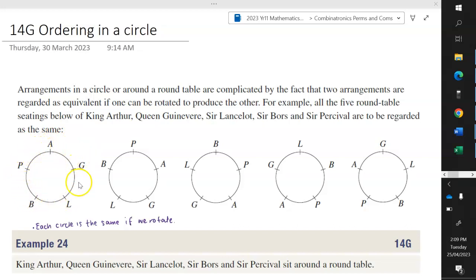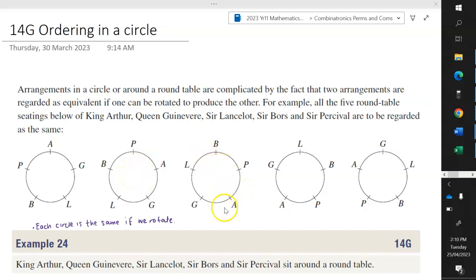I actually have the same circle if Arthur chooses the seat next to where he was on that first spot. So if Arthur chose this second spot here, and then I sit Guinevere, Lancelot, Bors, and Percival, I've got the same circle with the people in the same order. I've just basically rotated that circle around. So we would regard these two circles in these sorts of questions as identical.